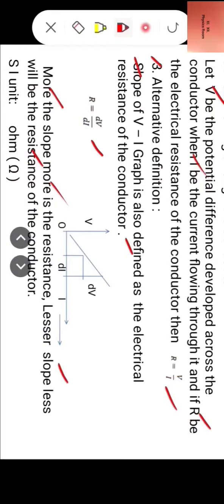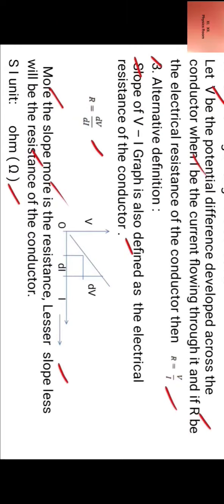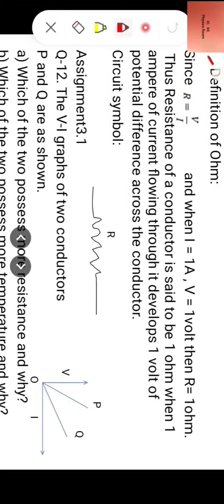Now SI unit are ohms. Now definition of ohm. Since we know that R is equal to V by I, and when I is 1 ampere, V is 1 volt, then R is equal to 1 ohm. Thus, resistance of a conductor is said to be 1 ohm when 1 ampere of current flowing through it develops 1 volt of potential difference across the conductor.